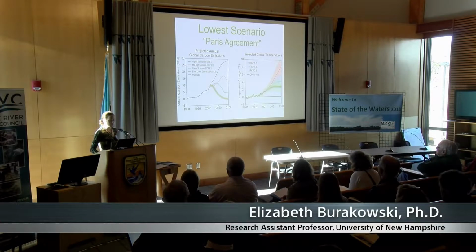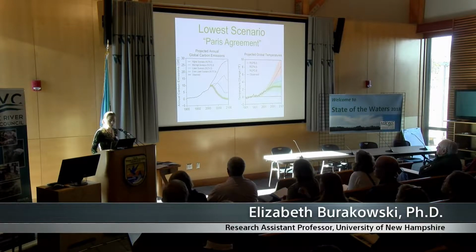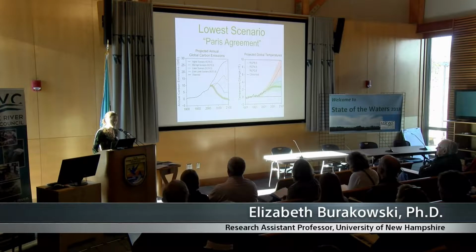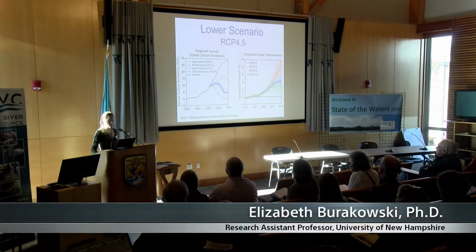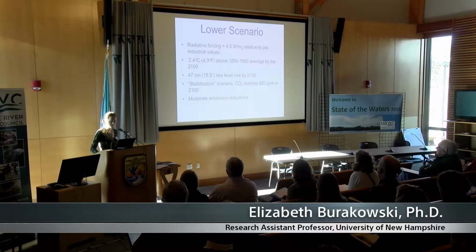So let's go through each little scenario first. The lowest scenario, this is the Paris Agreement version. This is if countries are working together, we can expect to see a really significant drop in CO2 emissions and carbon emissions in general. Our lower scenario is the one that I'm going to be showing you today. I don't have simulations for our lowest. This is one that is also known as RCP 4.5. That stands for Representative Concentration Pathway. It's essentially just telling you how much CO2 is going to be in the atmosphere.